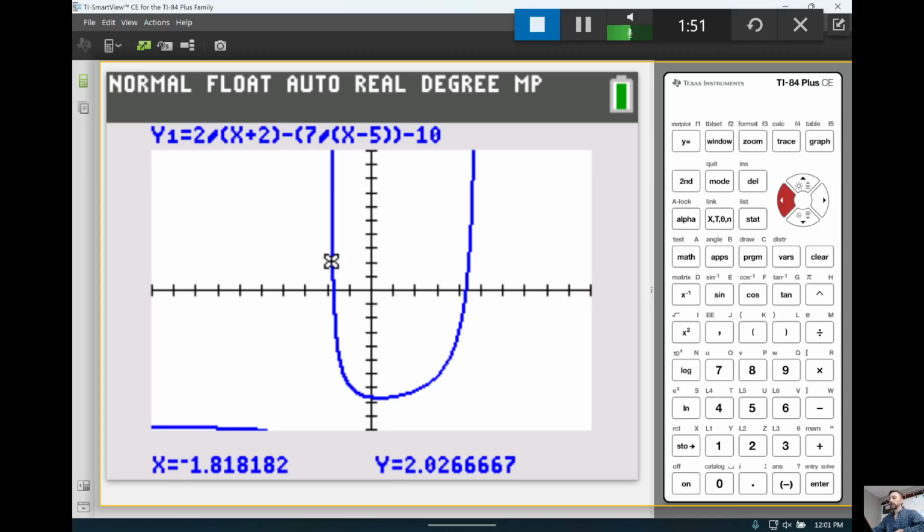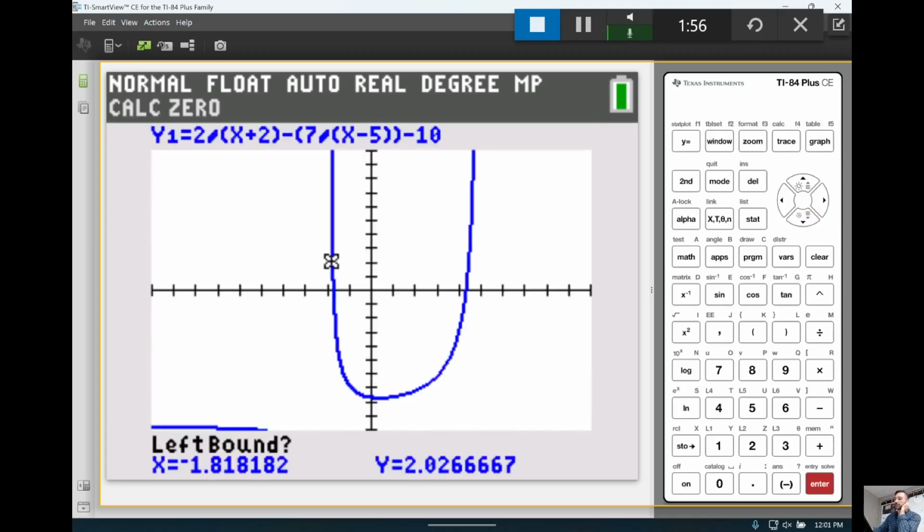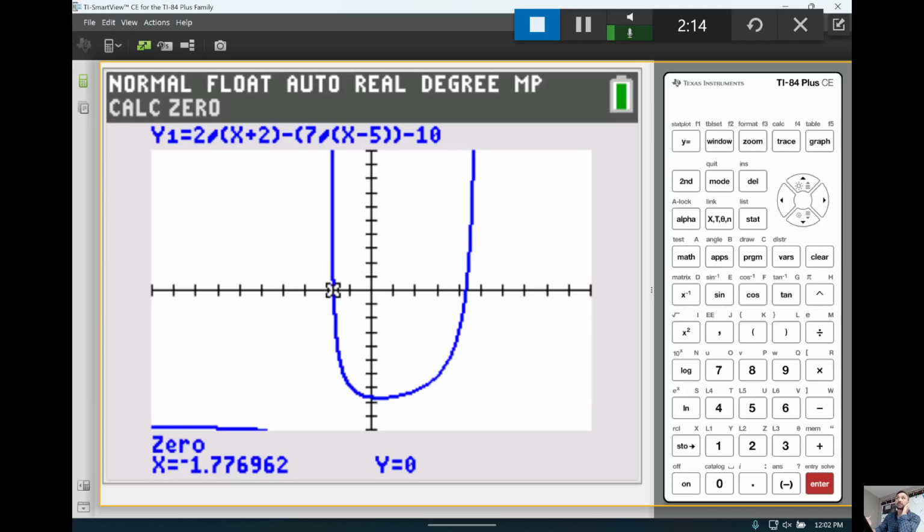So in this calculate menu, second trace, if you pick 0, x-intercepts are also known as zeros. Left bound wants you to find a point to the left of that x-intercept before you hit enter. Right bound wants you to move the cursor to the right before you hit enter. And then you can hit enter to skip guess. And then it basically bounces back and forth between those points until it figures out where y is 0, or as close as it can get. So it looks like one of them should be negative 1.777.